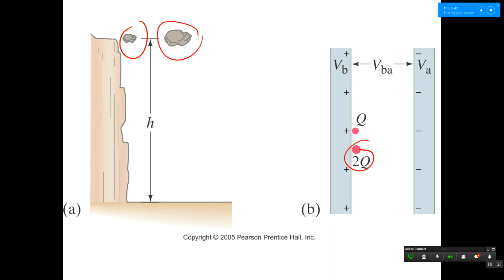Now, which one has a higher potential? Or can I even say that? Exactly. The potential depends only on that bigger charge. Therefore, what I really care about is the voltage difference between those two plates, which I'm going to call delta V. And delta V is delta V regardless of which charges I put there. Are you okay with that?